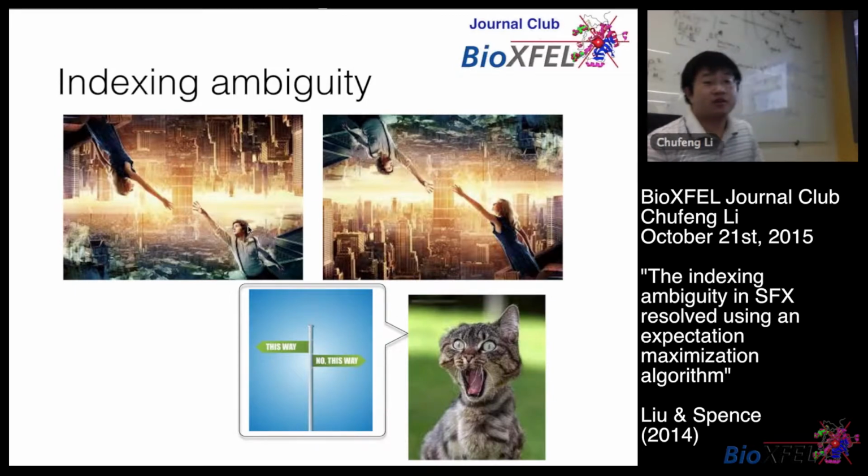So here is a very good visual example. Just looking at these two pictures, without further information, we don't know which one is the correct orientation, right? So what do we do? This way or this way? So basically, to solve the indexing ambiguity, we have to reconstruct or recover the correct indexing mode.